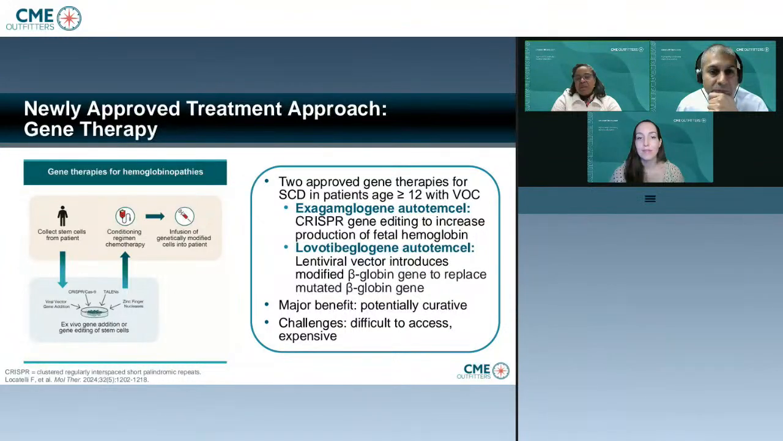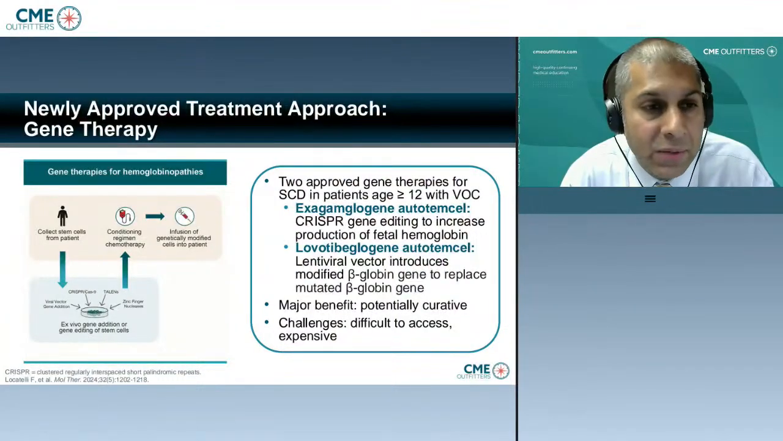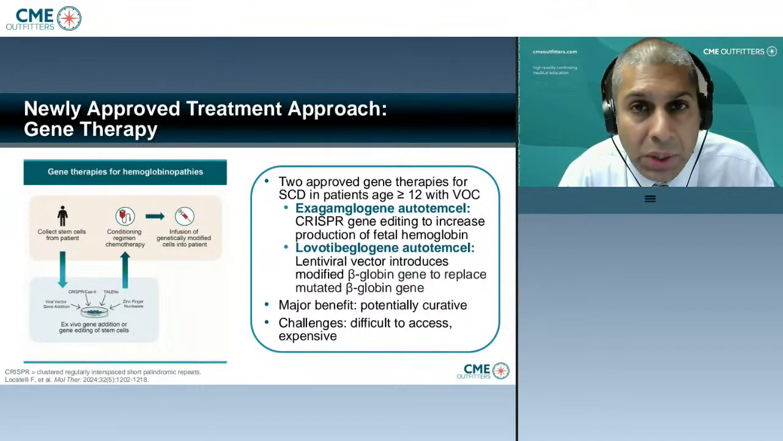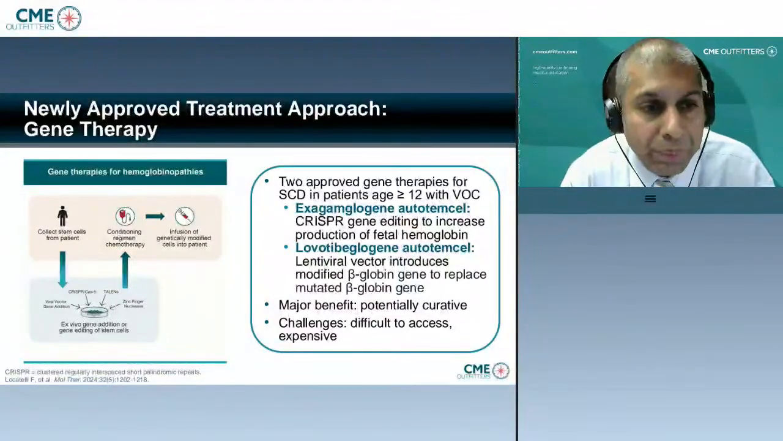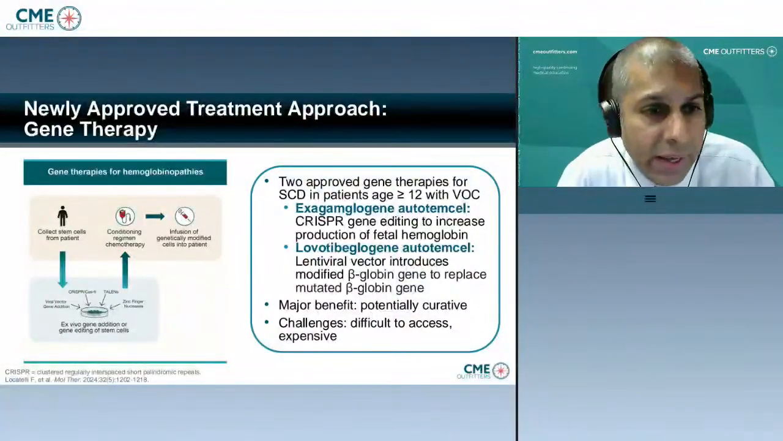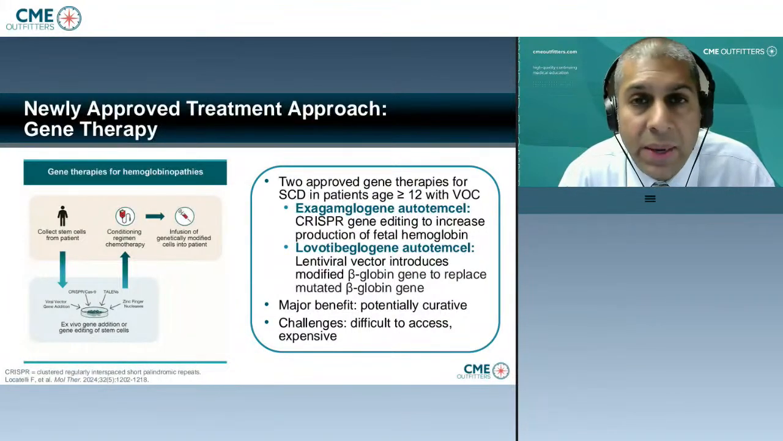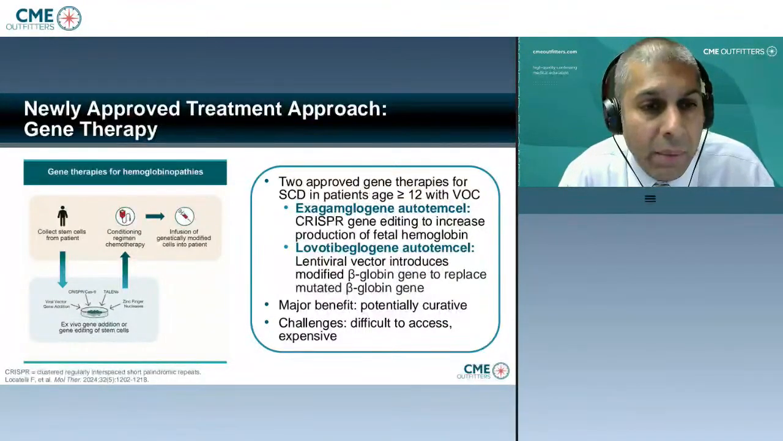Here, instead of relying on other people's stem cells, it's your own autologous stem cells that are being modified. So they are collected using plerixafor, modified ex vivo, and then reintroduced back into the patient after chemotherapy. And currently, the regimens use busulfan, so it is myeloablative therapy. So that is one caveat to that. But then the modified stem cells are infused back.